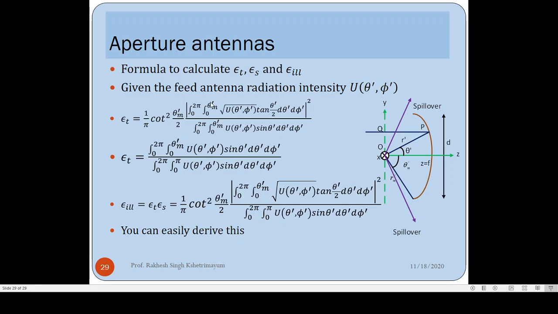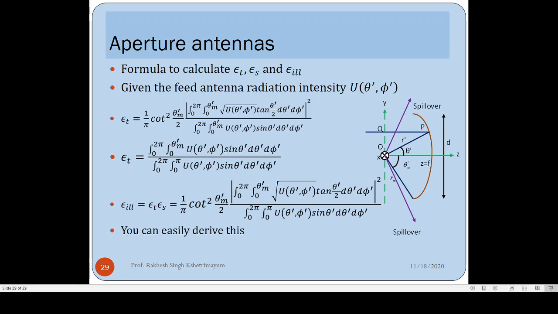Let us assume that the radiation intensity of the feed antenna is given to us. Once you have the radiation intensity, you can find out the fields in the far field of the feed antenna. So in this particular exercise, we'll assume that the radiation intensity of the feed antenna is known to us. In that case, how do I find the taper efficiency? Taper efficiency can be simply found out, and you have the standard formula for the taper efficiency. You can derive it. I don't have time for this derivation. If you want, you can always derive this on your own. It's simple to derive.